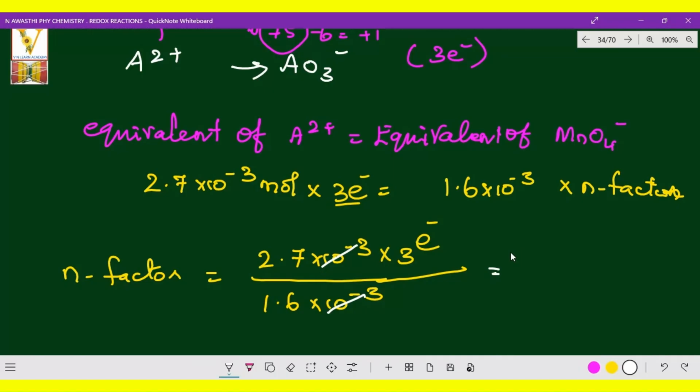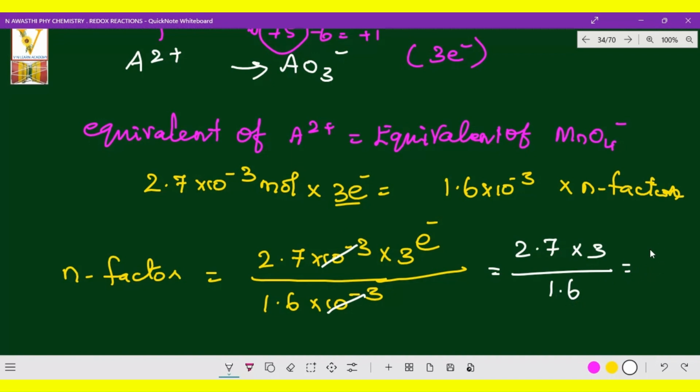So 10 to the power of minus 3, 10 to the power of minus 3. So 2.7 into 3. How do we bring 2.7 into 3? Here, equivalents of A2+ equal equivalents of MnO4-, that is, A equivalent to B. Same idea. Here the n factor also we have to identify. So 2.7 into 3 divided by 1.6.